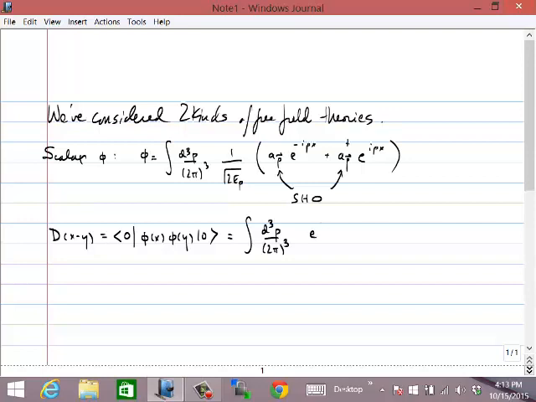It's an integral d3p of a momentum space quantity, which was the phase factor e to the ip(x minus y), divided by the energy, which is the square root of p squared plus m squared.